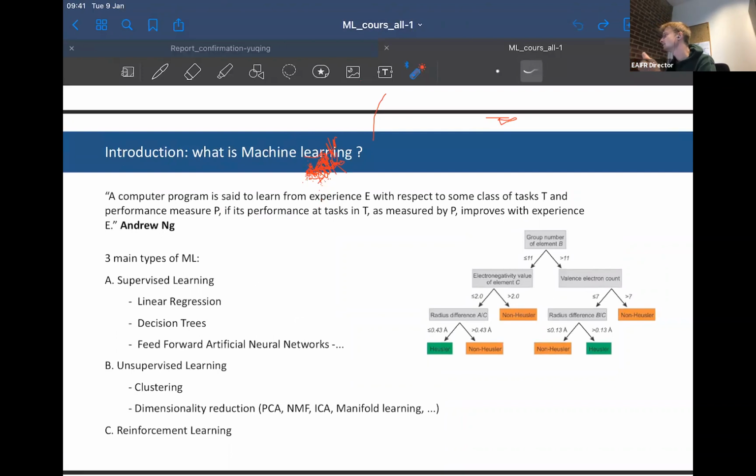And this means that when we measure some performance P, this could be, let's say, the average error we have on prediction. If it decreases, we say that it's learning, and so it improves with the experience, and experience is the data. Okay, so really the key thing here is machine learning is based on data, and more data means more effective learning.